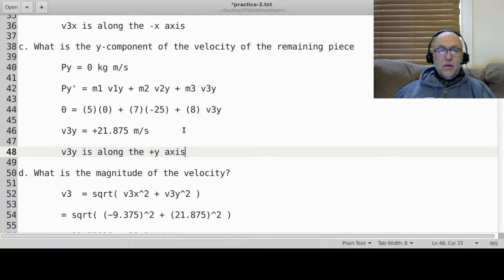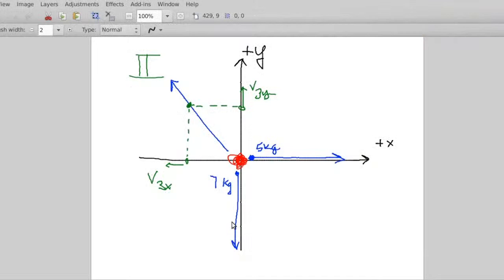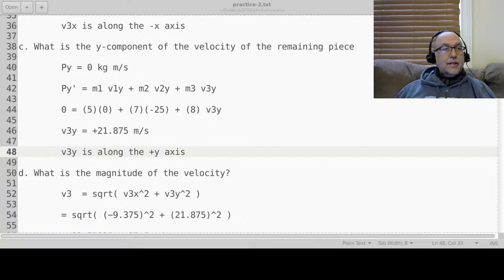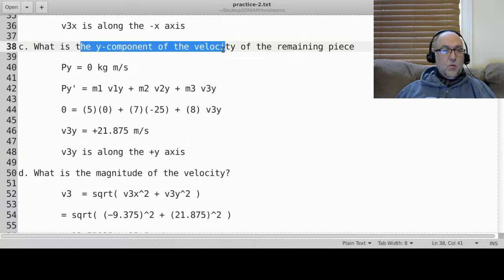And you go, why? Well, go back to the diagram one more time. The 7 kilogram is going along the negative y-axis, so something has to compensate for that, and that third piece will have to be traveling along the positive y-axis to compensate. By compensate I mean it has to cancel to 0, because it had no momentum before. So the momentum in the plus y and the momentum in the minus y have to equal 0, because they have to be the same as before. So that answers this question, the y component.